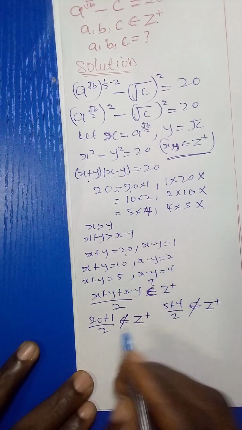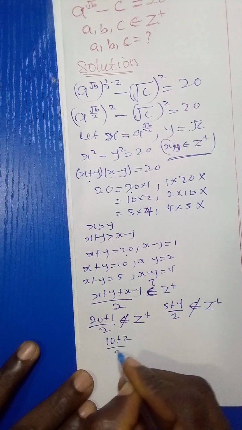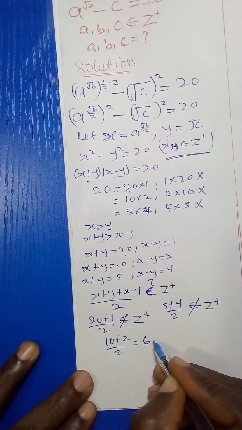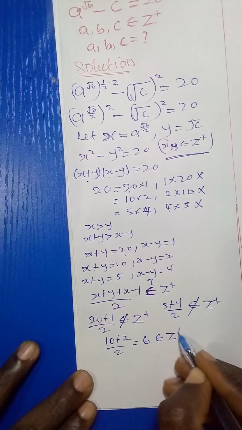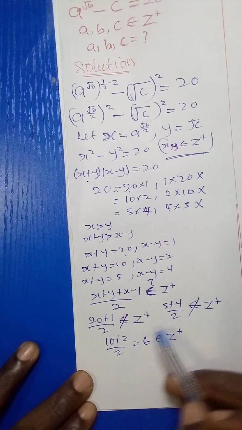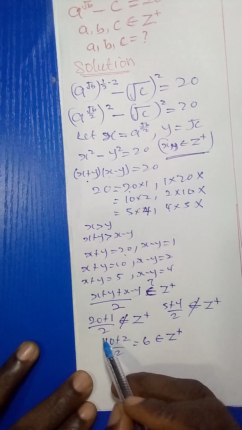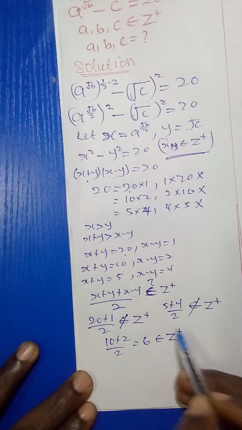Then we are left with this one, which is 10 plus 2 divided by 2. 10 plus 2 is 12. 12 divided by 2 is 6. And 6 is a member of the set of positive integers. So we see we have been able to eliminate many solutions by making this reasoning.